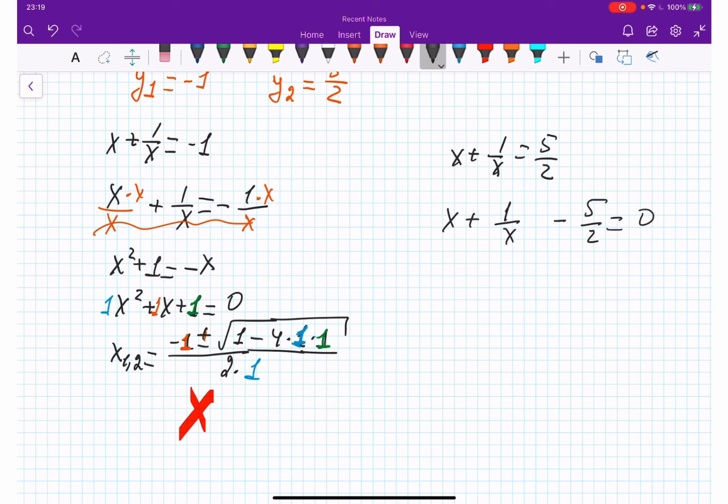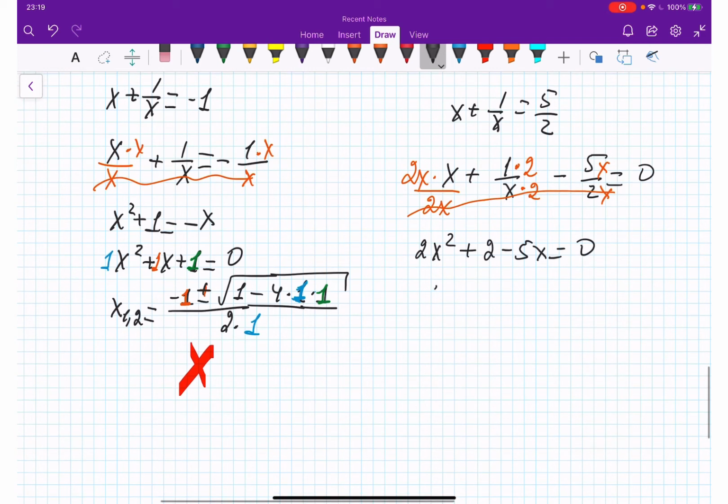So if 2x is going to be the common denominator, I'm dividing here by 2x and multiplying by 2x. Here only dividing and multiplying by 2 because we have x in the denominator. And here divide and multiply by x only because we have 2. So I'm dropping this 2x across the board, and we are getting 2x squared plus 2 minus 5x equals 0. Or let me rewrite: 2x squared minus 5x plus 2 equals 0.